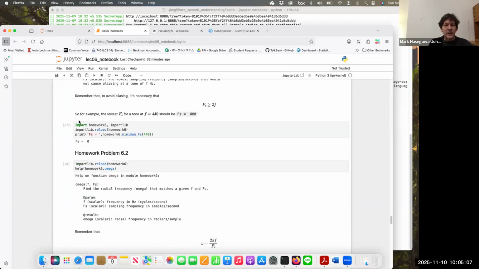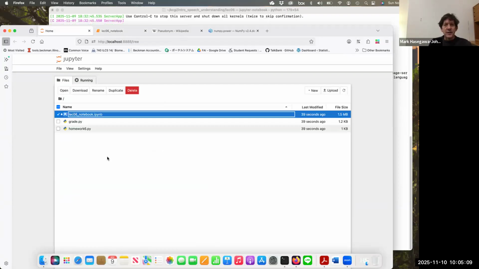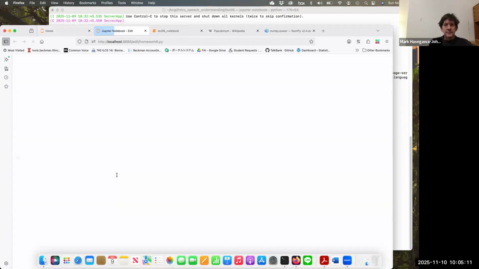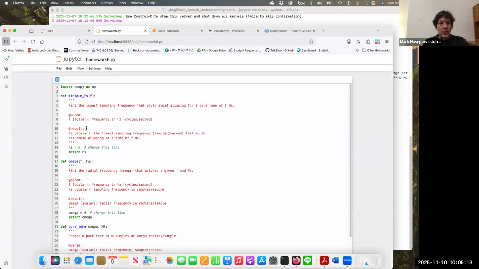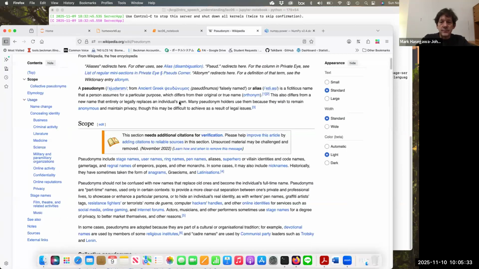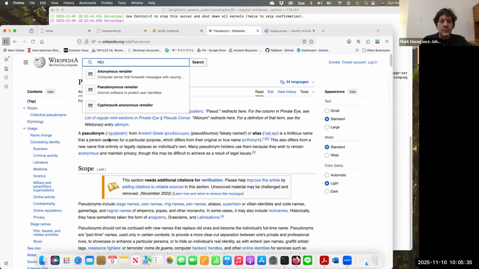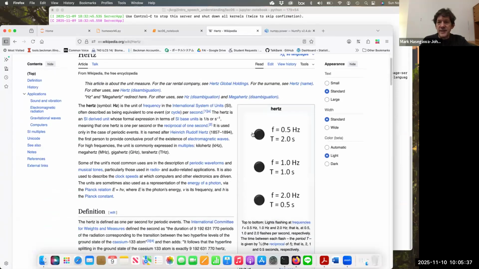Let's open up the homework and take a look. So these 3 problems are minimum Fs, omega, and pure tone. Minimum Fs, we want to find the lowest sampling frequency that would avoid aliasing for a pure tone at F hertz. The input is a tone in hertz, which is cycles per second. Let's look up hertz over here. Hertz is the unit of frequency in cycles per second.